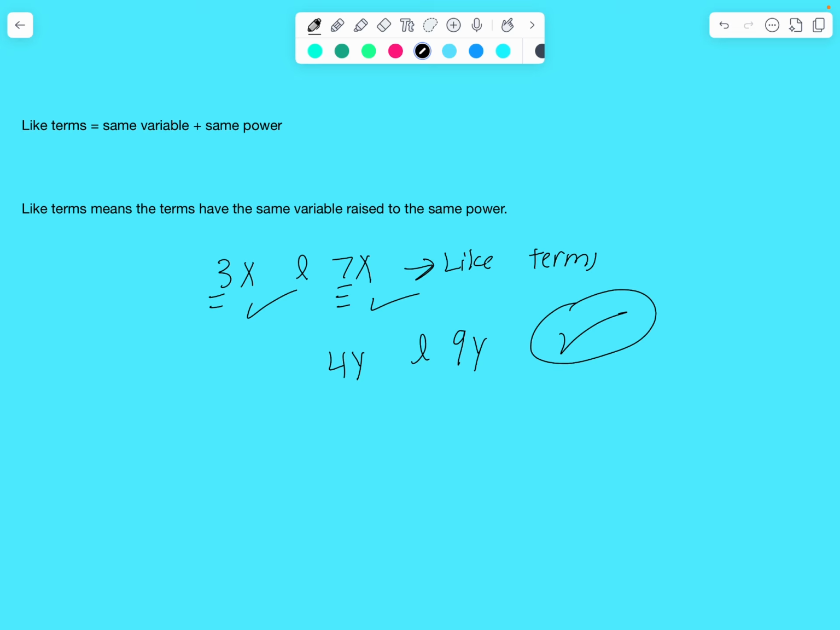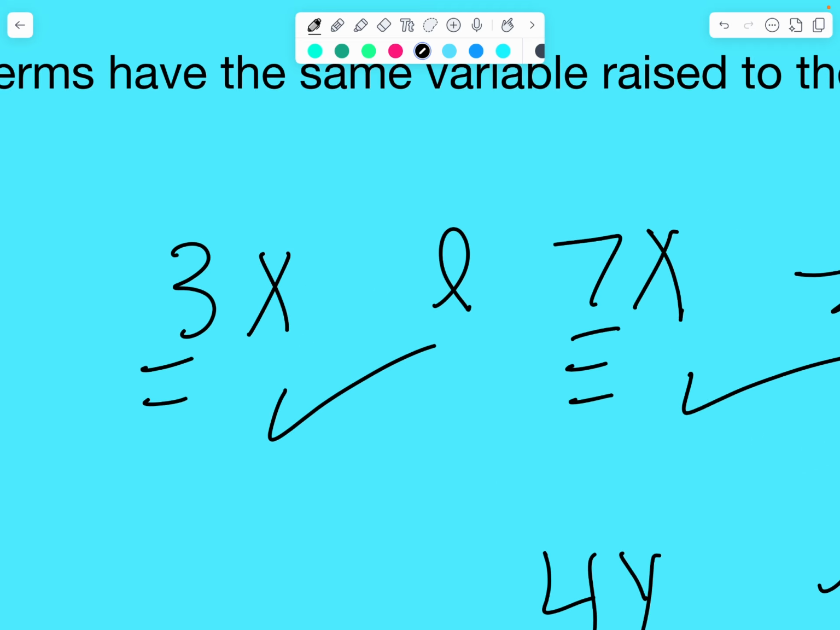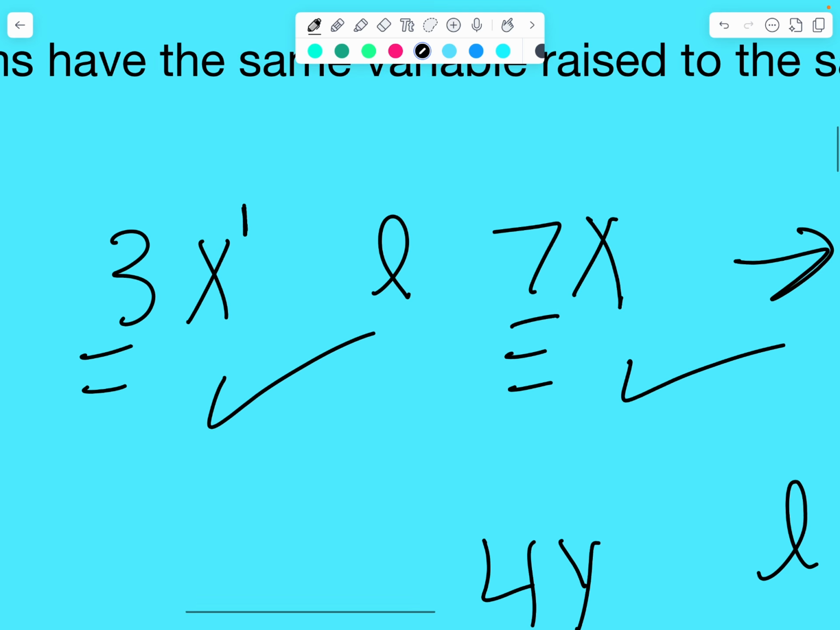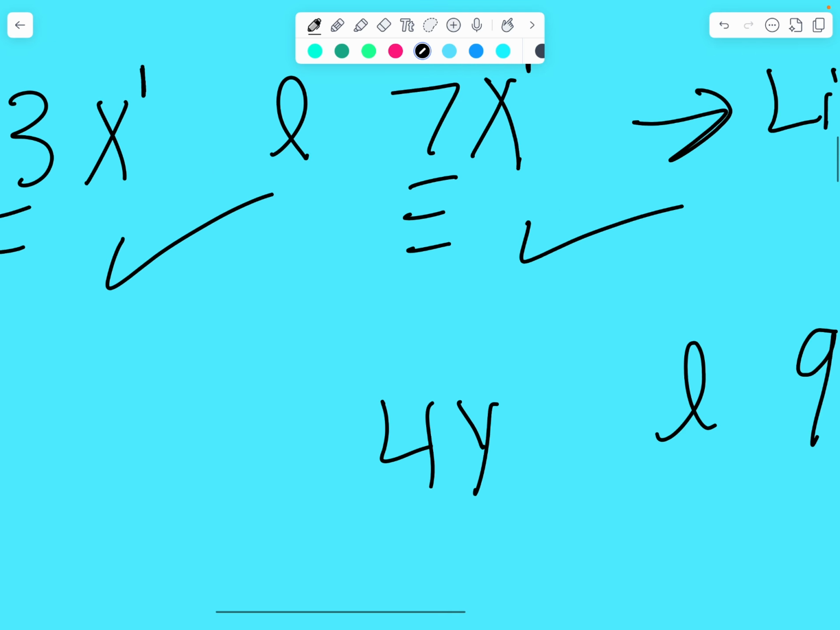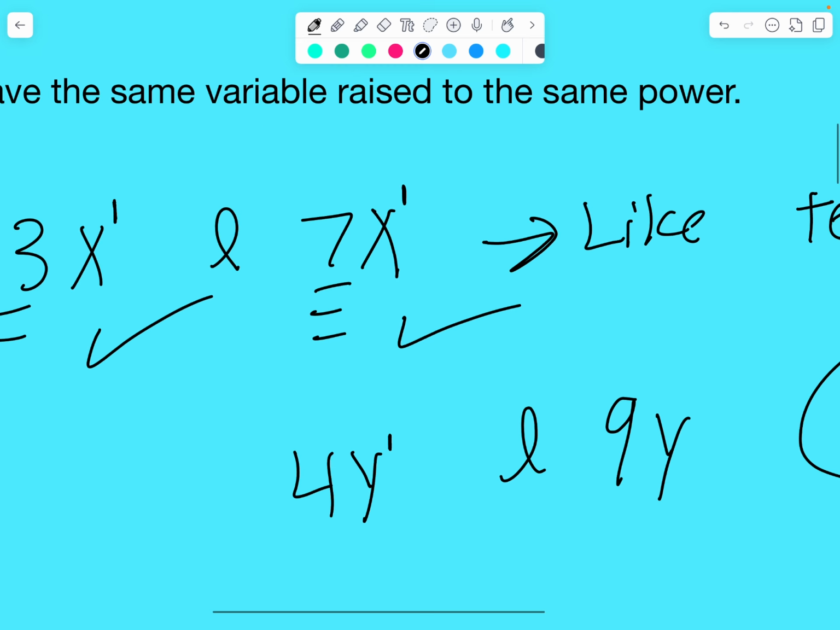Okay. Now, remember, like terms means the terms have the same variable raised to the same power. So we have 3x and 7x. Now, 4y and 9y. So we got those right. But let's talk about the power. It's another thing that's invisible in algebra that they don't always talk about. And you guys know how I am about that. So everything that doesn't have a number in front of the variable is raised to the first power. If there's no number, assume it's raised to the first power.